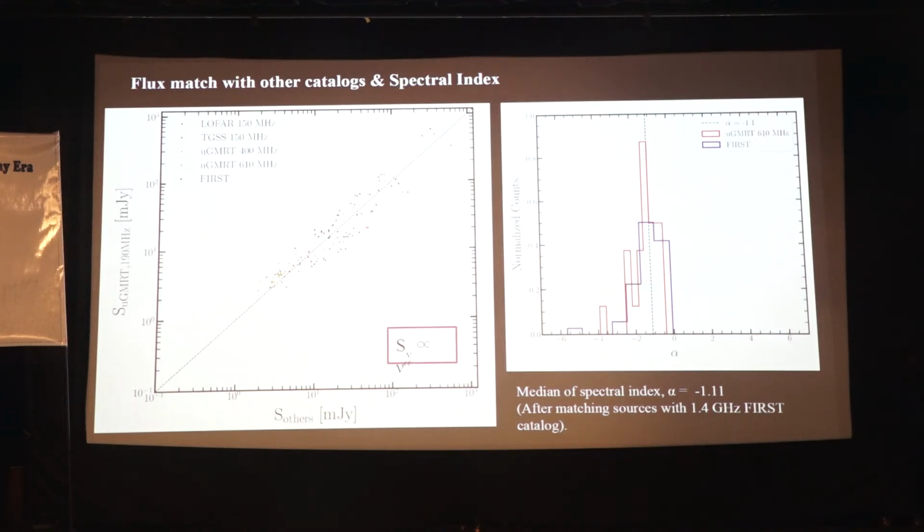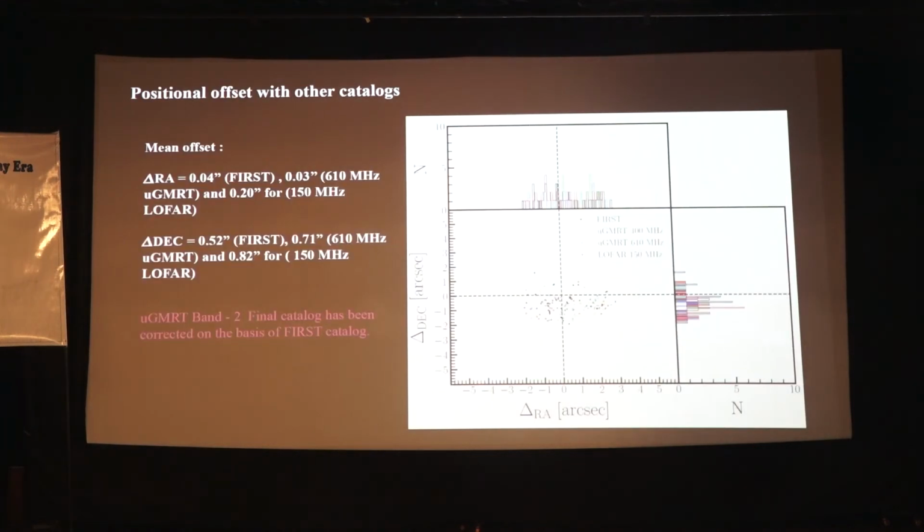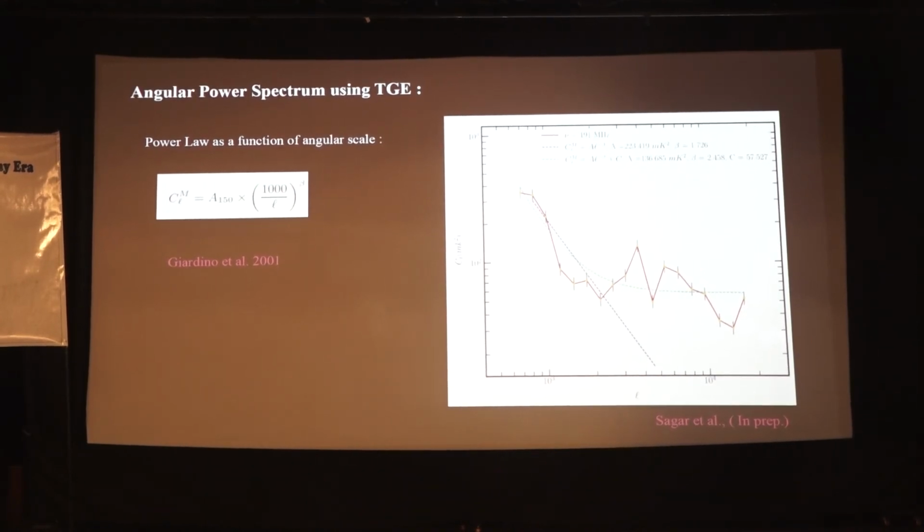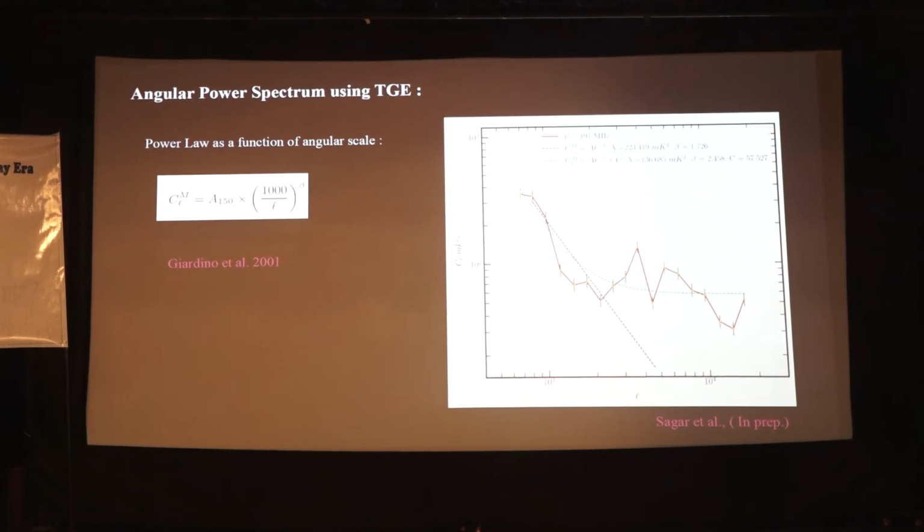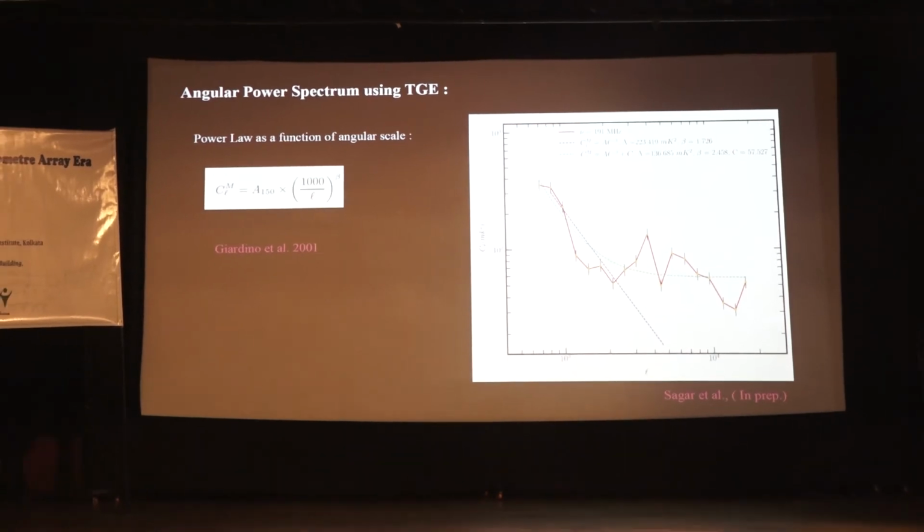We have also calculated the spectral index with the flux densities we obtained in our work. Here we obtained a median spectral index of minus 1.1 for the FIRST catalog. We also calculated the astrometric accuracy in the position of the sources with the same catalogs as we compared for the flux scale offset. Here we found the mean offset for the FIRST survey, GMRT 610 megahertz and LOFAR 150 megahertz, and we corrected our catalog on the basis of the FIRST catalog. As I already mentioned, our main motivation is to precisely measure the galactic and extragalactic foregrounds.